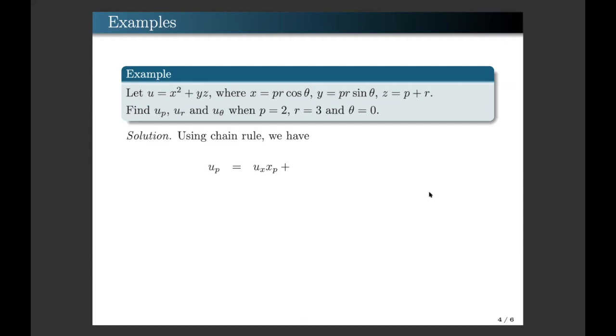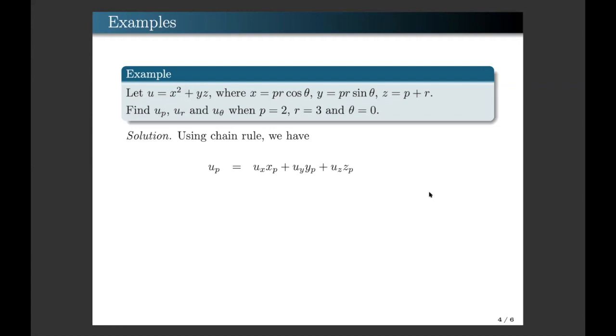So using the chain rule, by now you can draw the tree of dependency by yourself. We have here u dependent on 3 variables x, y, and z. And x, y, and z are all dependent on 3 variables as well. We have p, r, and theta. So the partial of u with respect to p will be the partial of u with respect to x times the partial of x with respect to p plus the partial of u with respect to y times the partial of y with respect to p plus the partial of u with respect to z times the partial of z with respect to p.